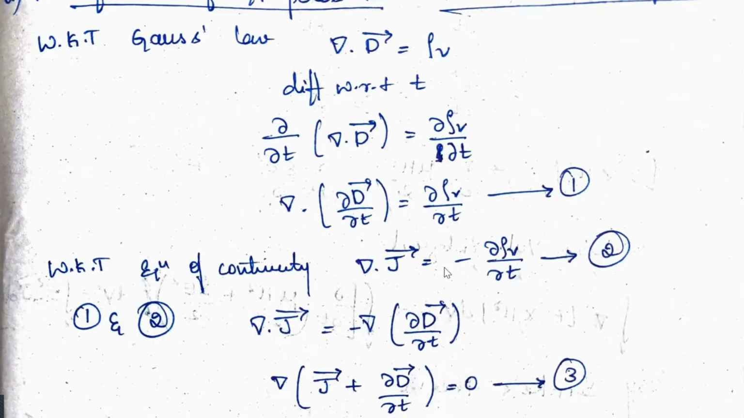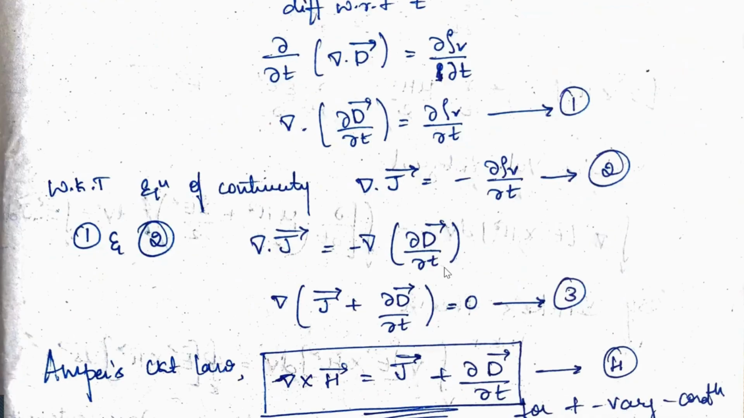So remove the nabla outside the vector component and put the ∂D/∂t inside. You will get equation 1. Now we know by the equation of continuity, which was already discussed in the previous module, that ∇·J vector is equal to minus ∂ρv/∂t, which is equation 2. From equations 1 and 2, on equating, we come to know ∇·J vector is equal to minus ∇·(∂D vector/∂t). So ∇·(J vector plus ∂D vector/∂t) is 0. That is my equation 3.